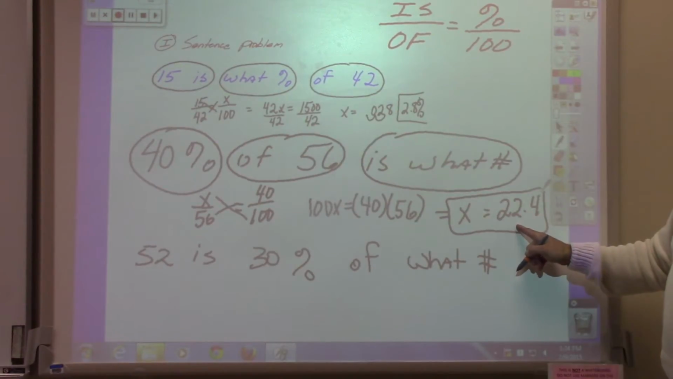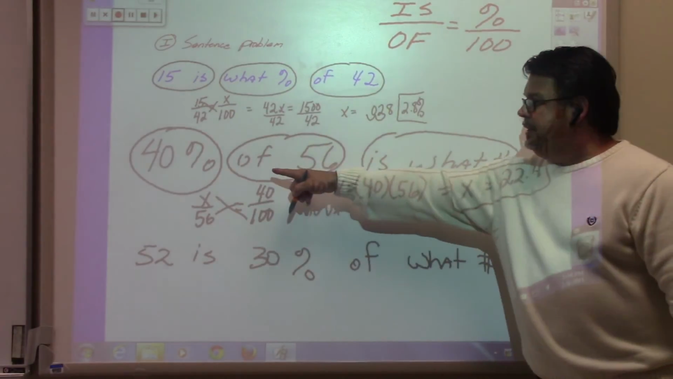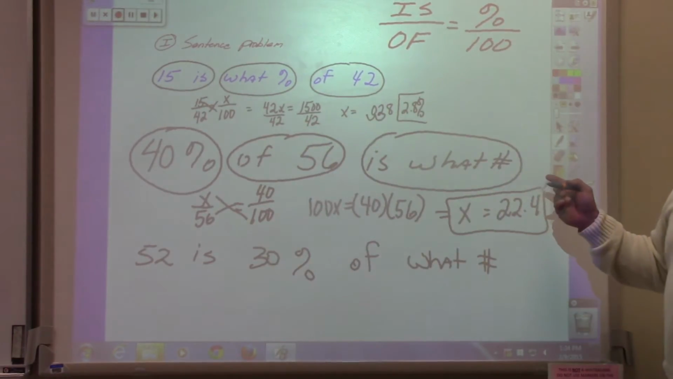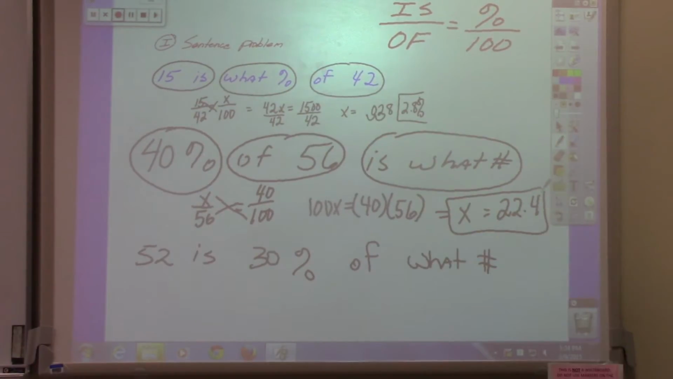Well, let's check that with a little bit of common sense. What's half of 56? 28. So, is that about right? 50% of 56 would be what? 28. 40% is 22. It's about right.